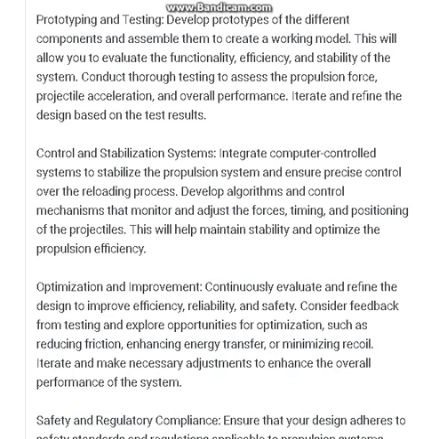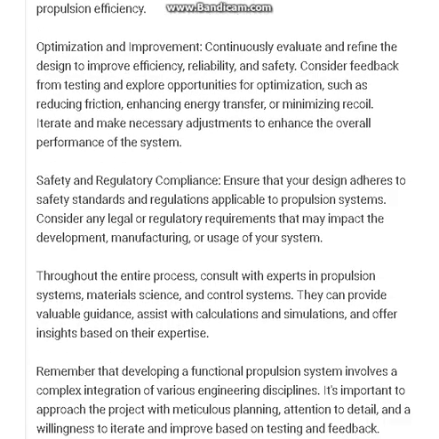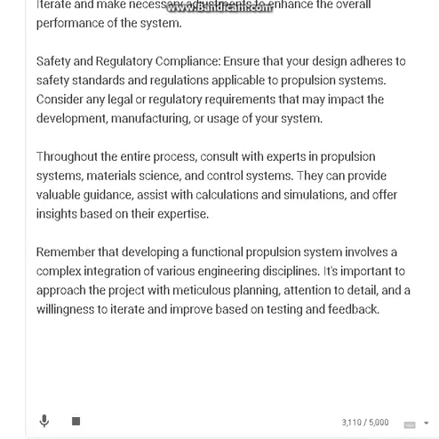Safety and regulatory compliance. Ensure that your design adheres to safety standards and regulations applicable to propulsion systems. Consider any legal or regulatory requirements that may impact the development, manufacturing, or usage of your system.